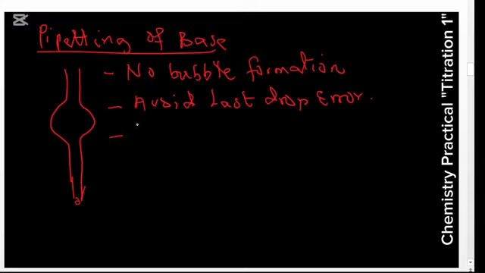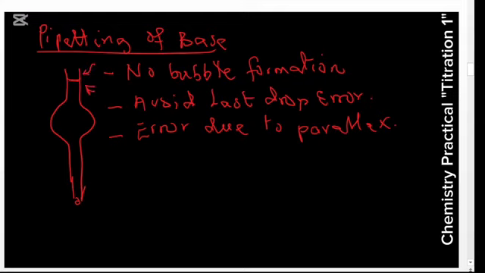Then we also have error due to parallax. So error due to parallax means error due to what? Inaccurate recording, maybe measurement, when you are taking your reading. So if you don't look at it properly, for example, this is where the meniscus is supposed to be. So if you are looking at it from down or from up, it can lead to error due to parallax. So after you've done that and you have ensured that these errors are not being recorded, then you can drop it into the conical flask. So you have the conical flask here, and the base is dropped into the conical flask. So this is our conical flask.